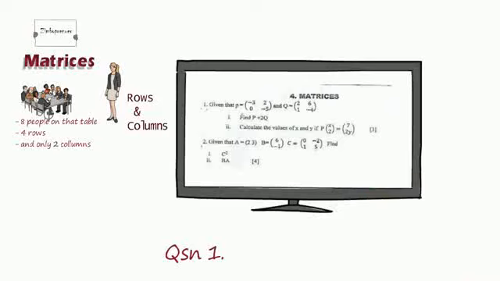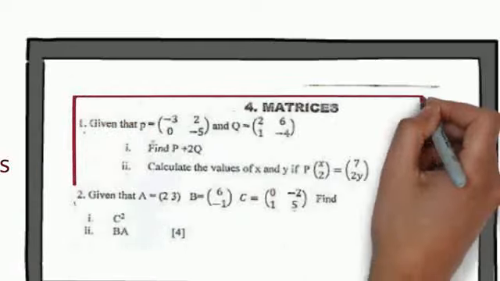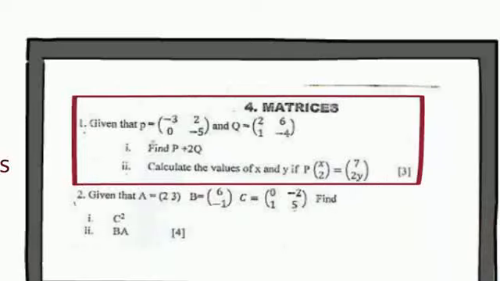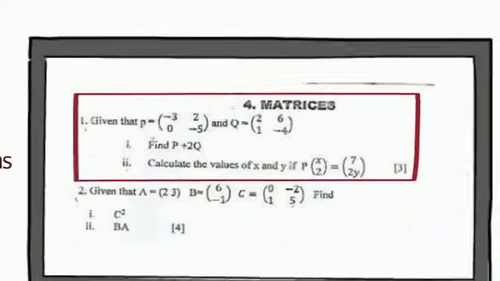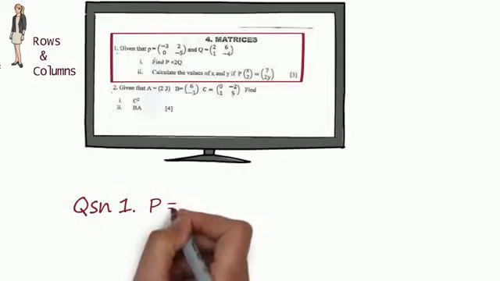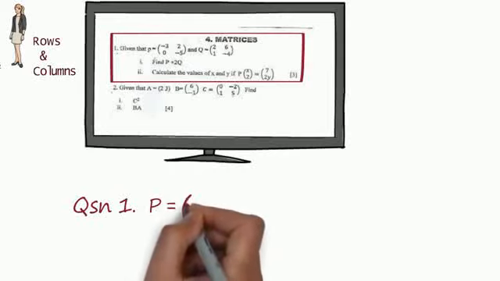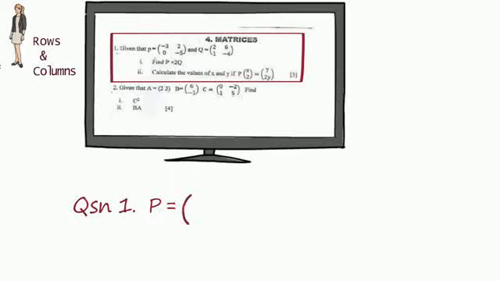Given that P is minus 3, 2, 0, minus 5 and Q is 2, 6, 1, minus 4, find P plus 2Q. So this is addition of matrices, and item 2 is calculate the value of X and Y. Given that P is X, 2 is equal to 7 is equal to 2Y. So I'm going to rewrite the question.